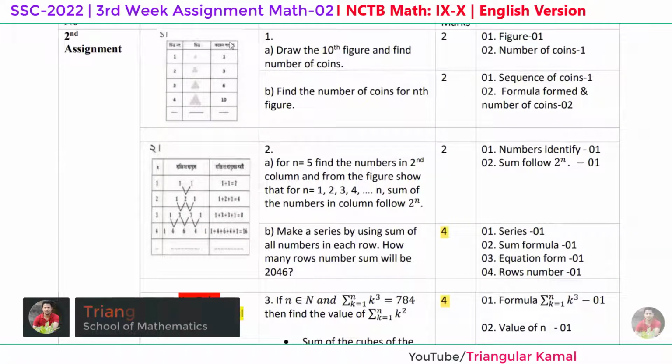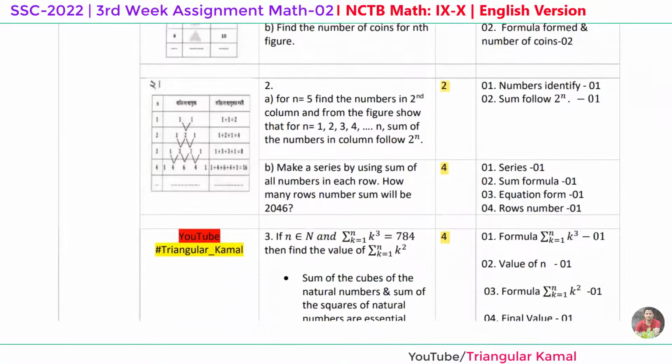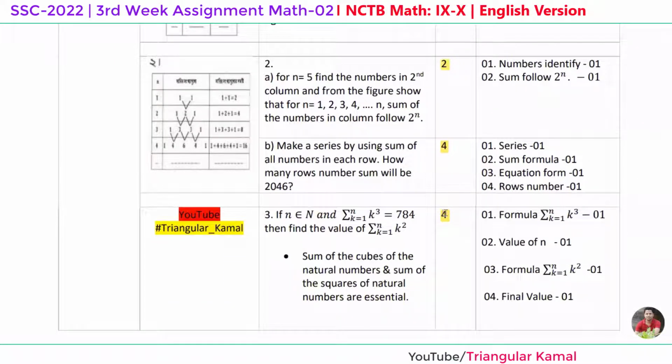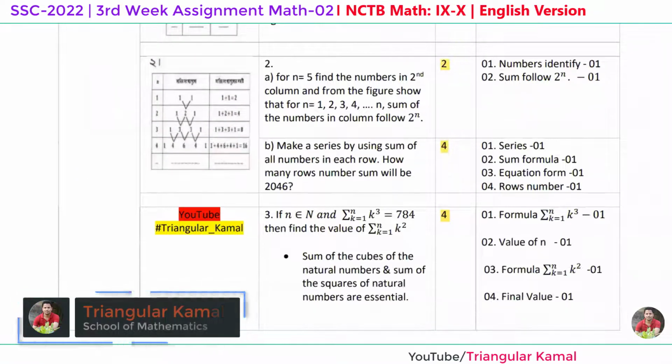In the first question, there are 2 parts, A and B, with total marks 4. In question 2, there are also 2 questions. The first question is 2 marks, the second is 4 marks. And in the third question, there are 4 marks. So the total is 14 marks, and the marking criteria are also given here: up to which step you have done determines how many marks you will get. This assignment is basically from the finite series chapter 13. So let's see how we can solve it step by step.